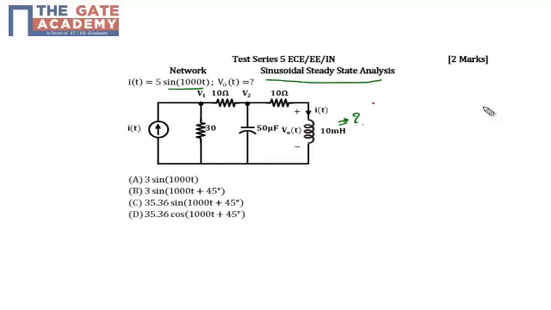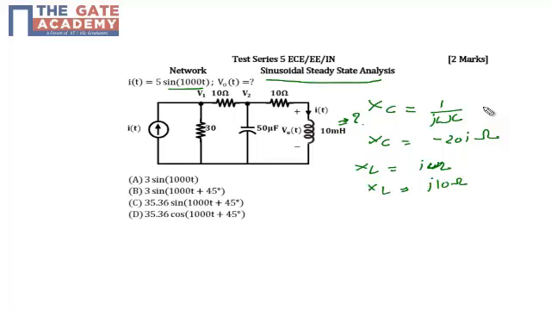We have the capacitors, so we must have the reactance of the capacitor, XC, and we have an inductor, so we must have the reactance of the inductor, XL. XC will be 1 upon j omega C, where omega is 1000 and C is 50 microfarad, so XC is minus 20j ohms. Similarly, XL will be j omega L. Omega is 1000, L is 10 millihenry, so XL is j10 ohms.